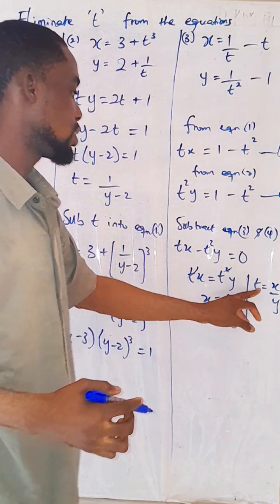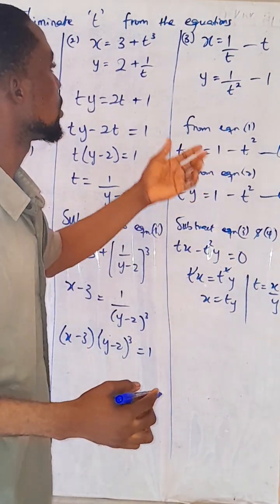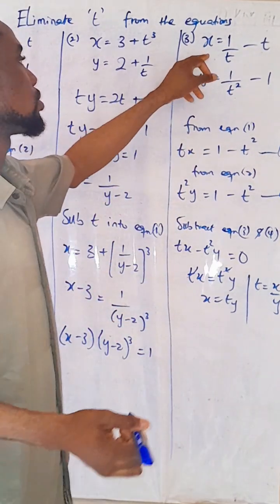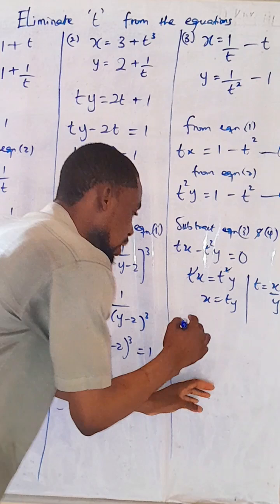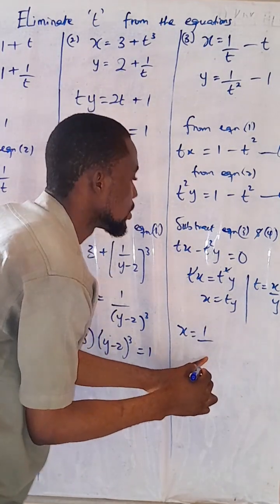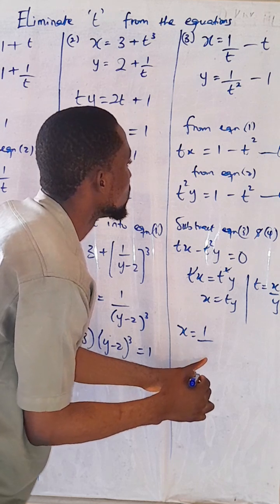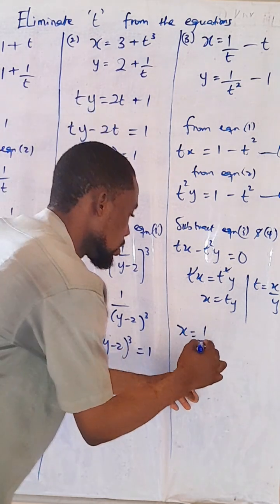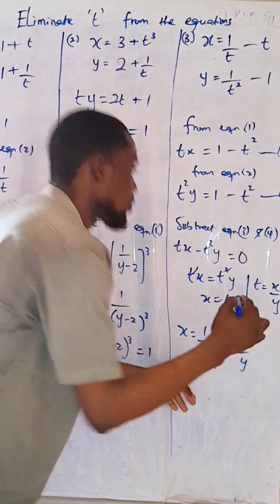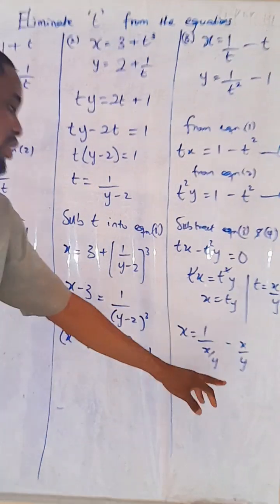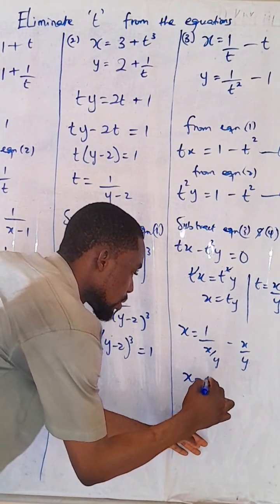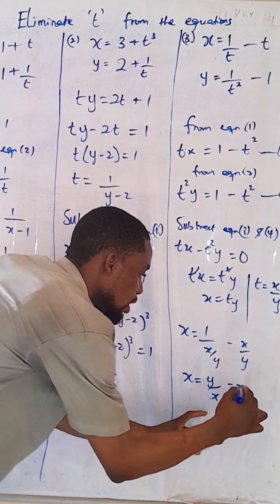Finally, substitute t, which is x over y, into any of these equations. So for me, let's substitute it into equation 1. So I'm going to have x equals 1 over t here, which is y over x, minus t here, which is x over y. From this case, let's continue from there. x is the same thing as y over x minus x over y.